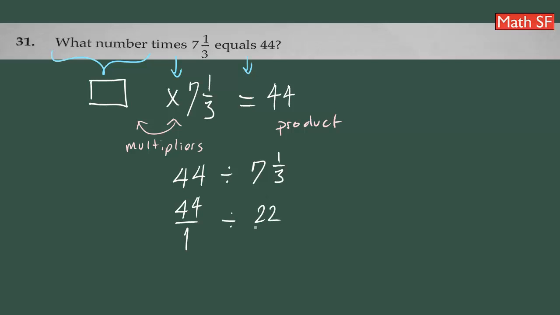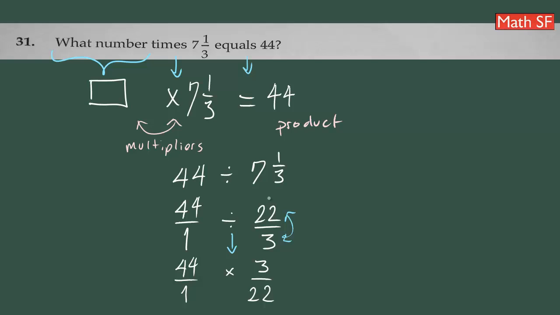22 over 3. Now we must change this into a multiplication statement. To do that, we must use the reciprocal of this number. So we're changing this for multiplication. So let's use the reciprocal. Let's reverse the order. So it's going to be 3 over 22. Now we must reduce this.